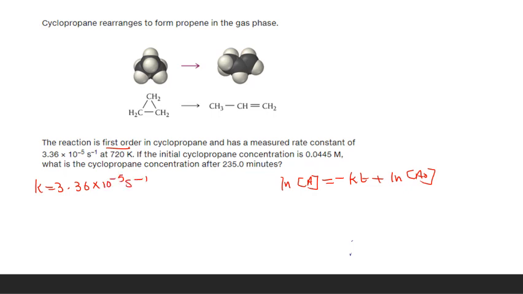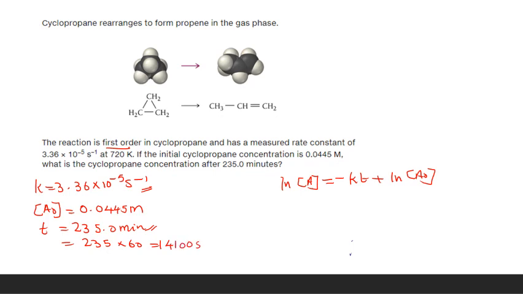And also we have the molarity, that is the initial concentration given, 0.0445 molar, and the time is also given, 235.0 minutes. Again, it is in minutes, but the unit is in seconds here for the rate constant. So I have to convert that minutes into seconds by multiplying by 60. That will give you this answer. And we have to find the final concentration. So what we have to do, we just substitute in the formula.